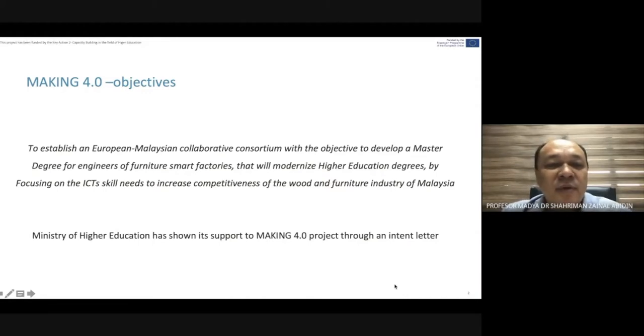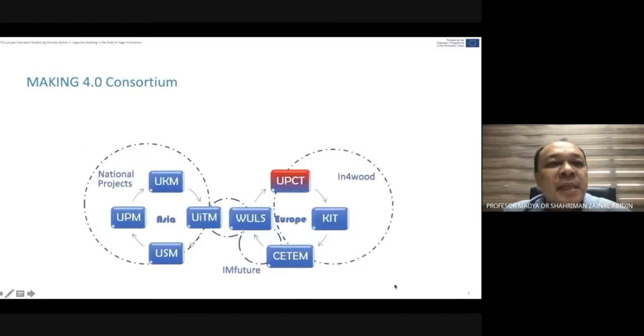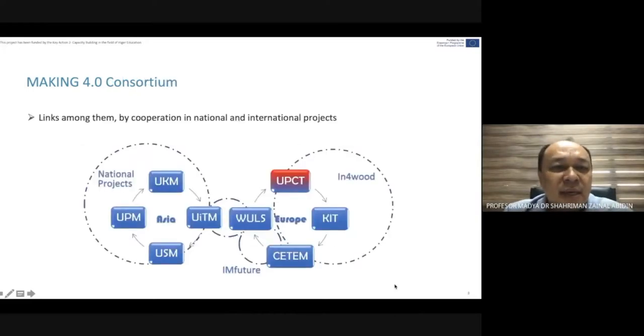And for your information, the Ministry of Higher Education has shown its support to Making 4.0 through an intent letter, the letter that I asked Dato' Idris Yusof to sign, which last time was signed by Dato' Insinyur Dr. Siti Hamisah Tasbi, who represented the minister. So this is our consortium.